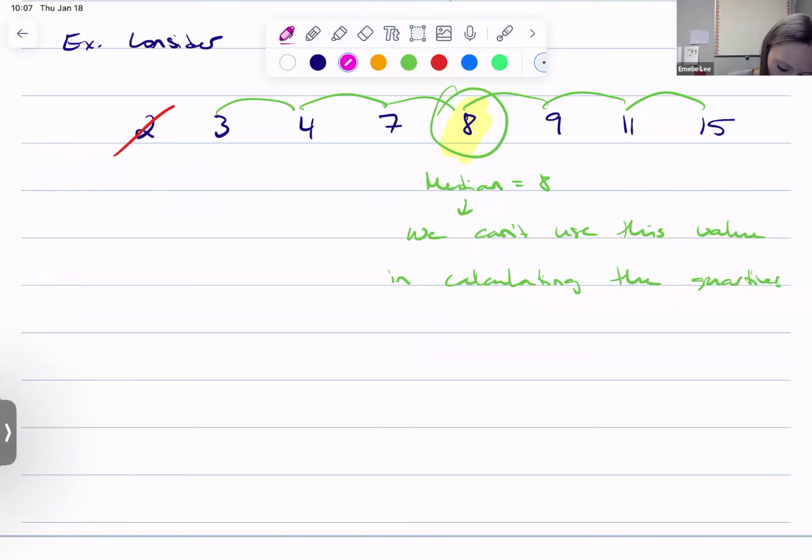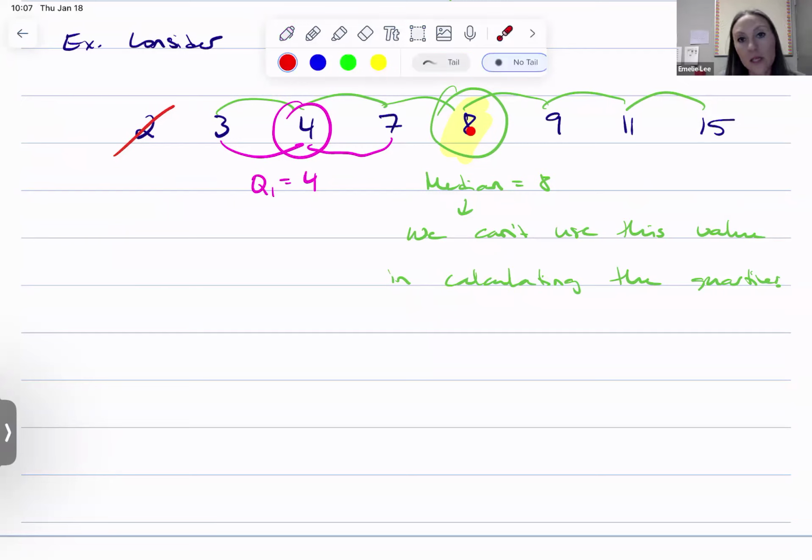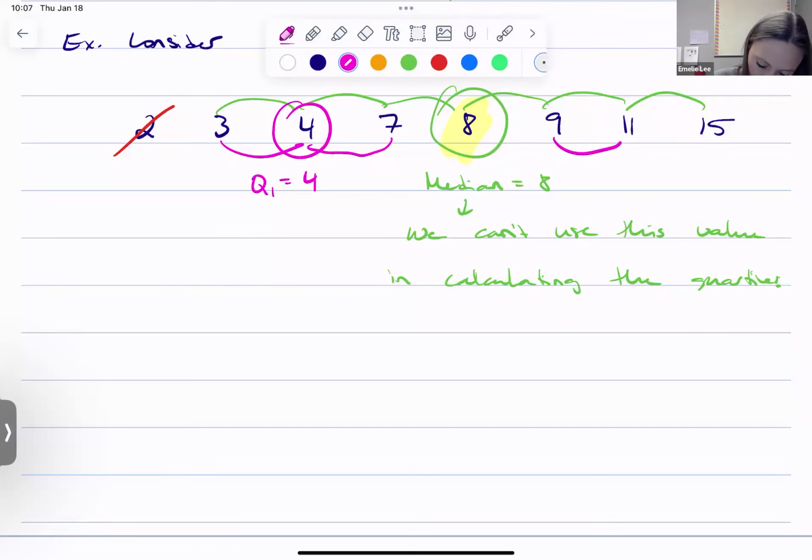Okay. And so what does that look like? Well, it means that I'm starting at 7, right? Because I can't use that 8. And so Q1 is equal to 4. And again, I'm not allowed to use this 8 because it's already being used as the median. And so now going from 9 to 11 and 15 to 11, I find that Q3 is equal to 11.